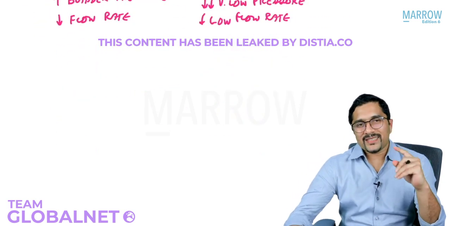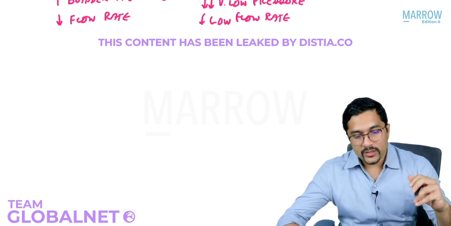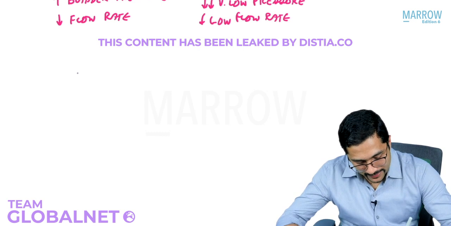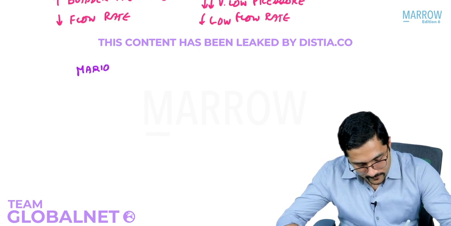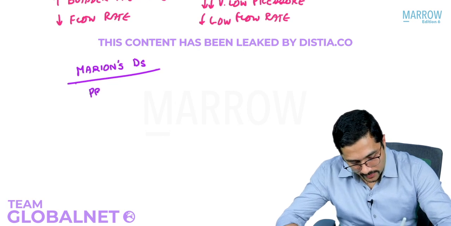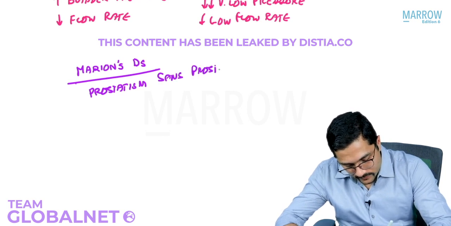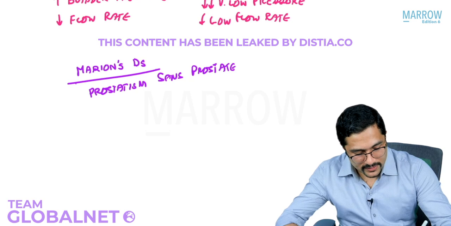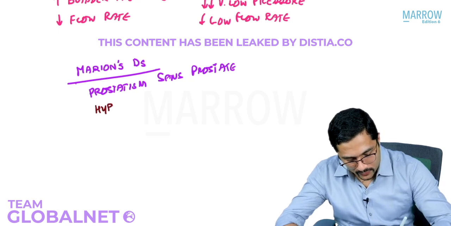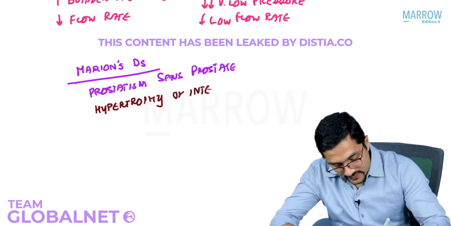There is another term which is mentioned in Bailey and in the urology textbooks as well, and this is called Marion's disease, or prostatism sans prostate. And this basically happens due to the hypertrophy of the internal sphincter.